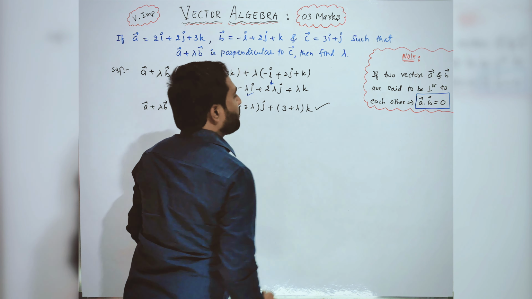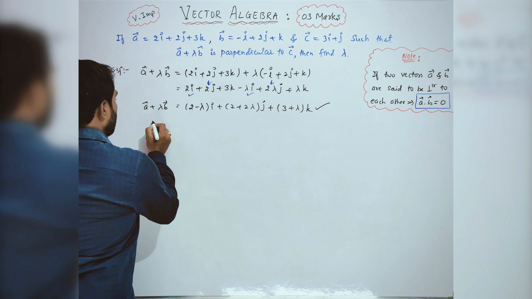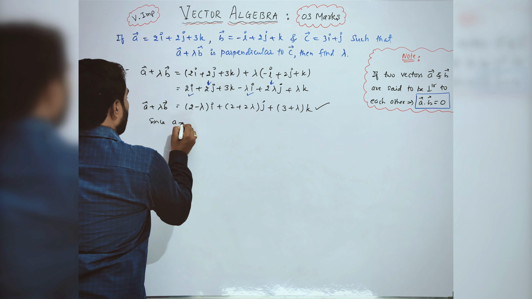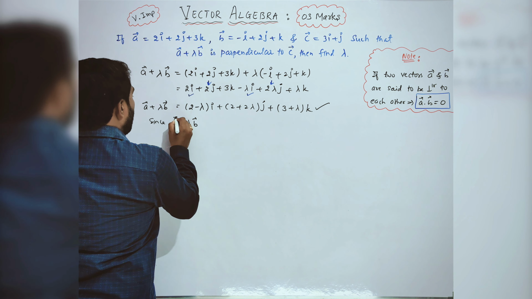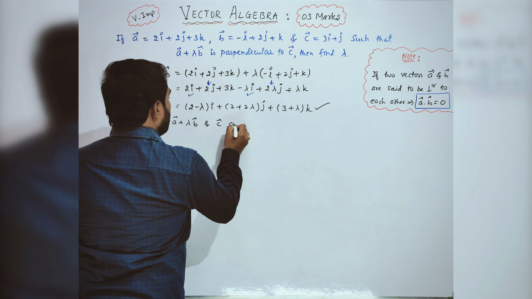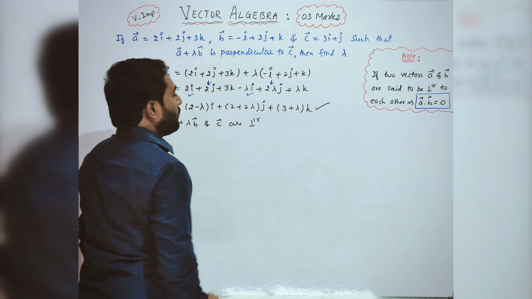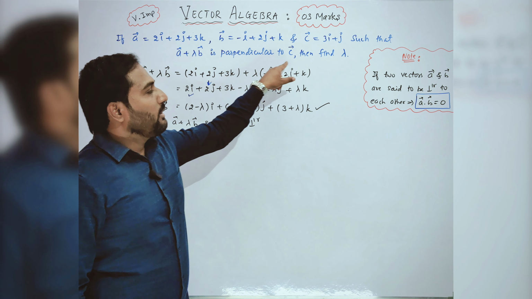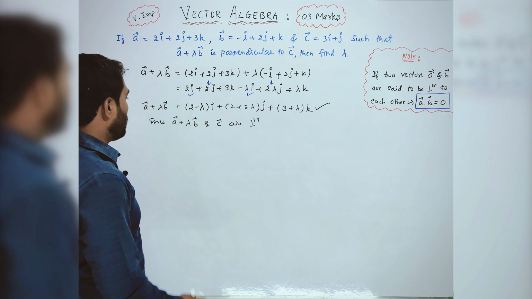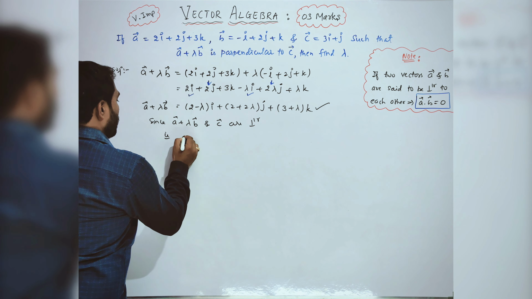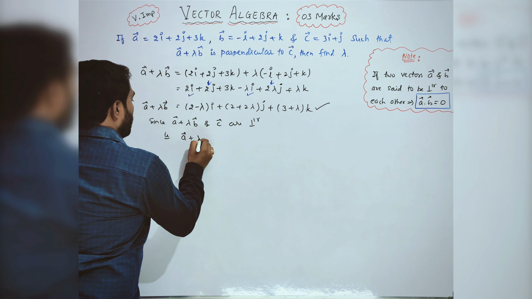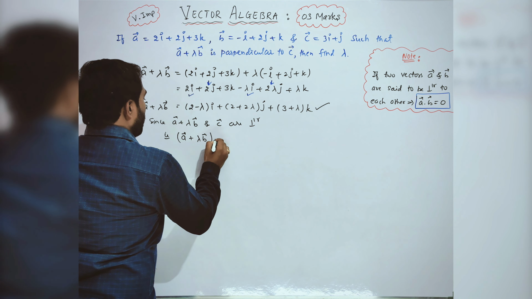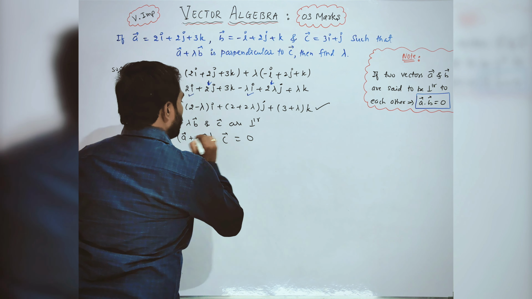Okay, since A plus lambda B and C are perpendicular, this is what he has given. Perpendicular in the sense that A plus lambda B dot C is equal to 0.